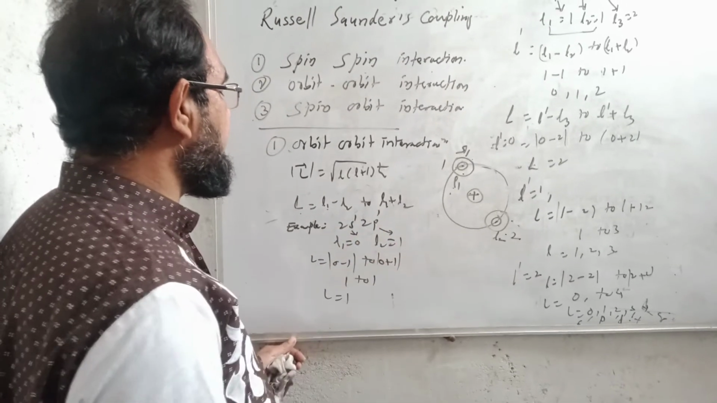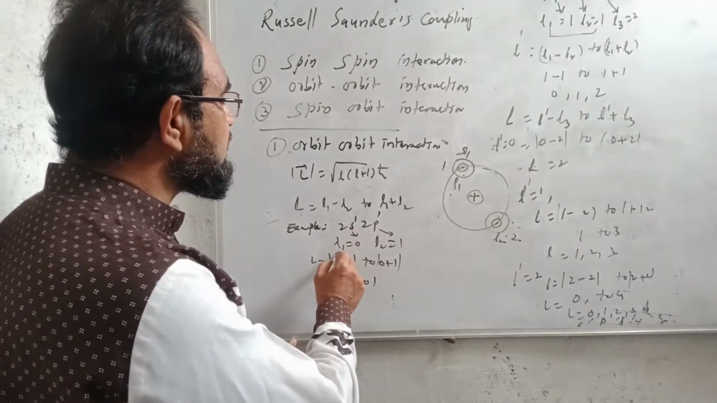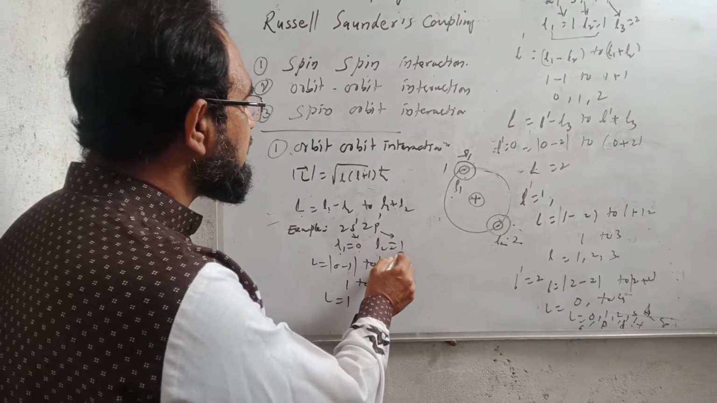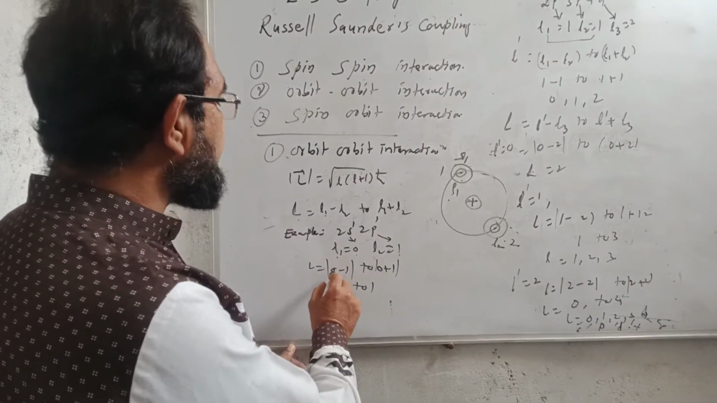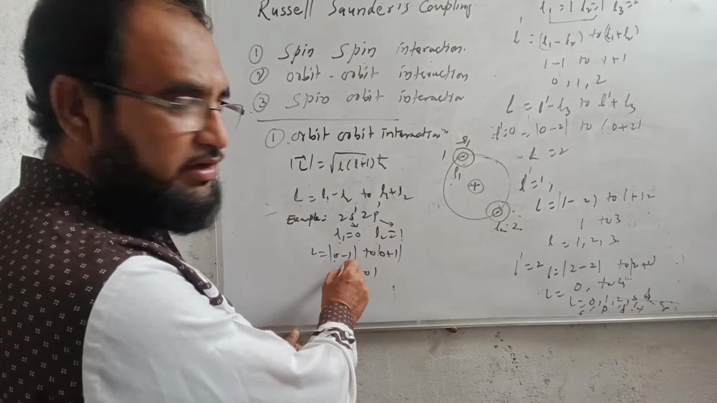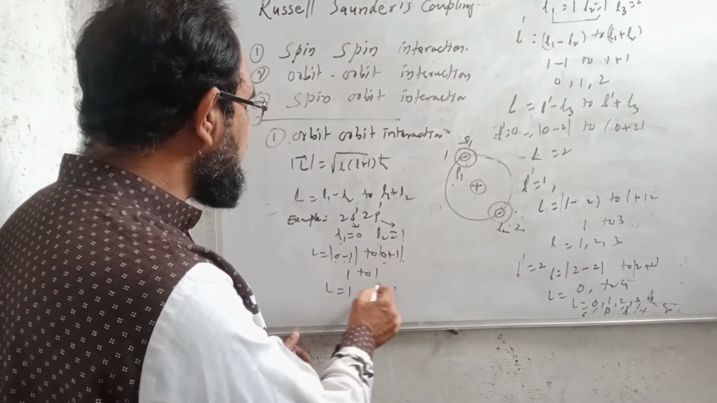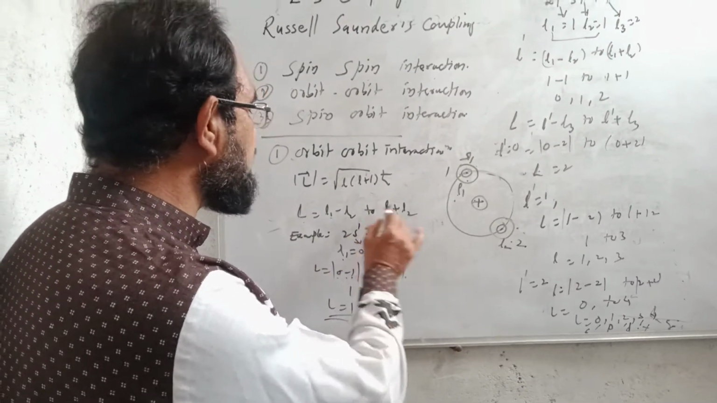2s1 and 2p1. For s, L1 is equal to 0. For p, L2 is equal to 1. Means we can write here L1 minus L2, 0 minus 1 to 0 plus 1. That is 1 to 1, means the value of L will be 1 for 2 electrons.